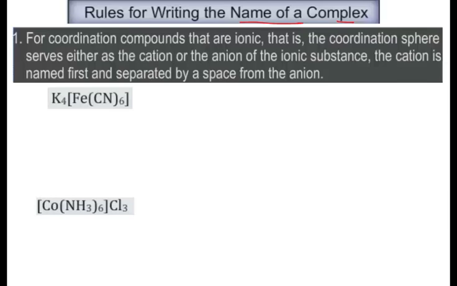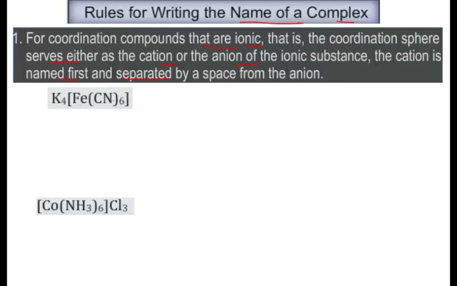Okay, so starting with the first rule, you have to remember all the rules. For coordination compounds that are ionic, that is, where the coordination sphere serves either as a cation or as an anion, the cation is named first. So the rule says that in a coordination complex containing cations and anions, the cation is named first and separated by a space from the anion. So there will be a space between cation and anion, and we will name the cation first.